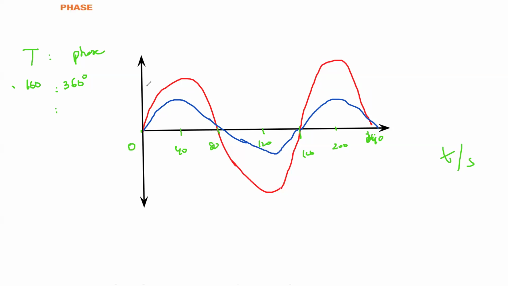Now we want to identify the identical points. For example, say this is x. And this is also y. The time period means the time to complete one vibration. One vibration means one complete crest and one complete trough. That's one vibration. So this was 0, this was 40, this is 80, 120, and 160. So the time period is 160. So 160 is 360 degrees. The time period of 160 equals 360 degrees or 2 pi radians.